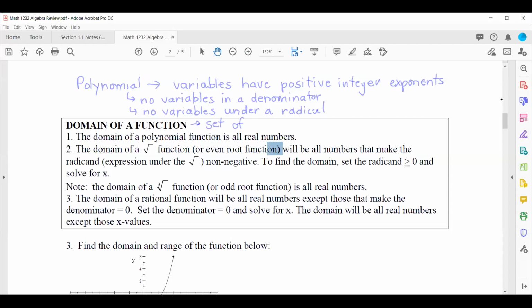All right, so domain, I have a little note here that got erased. That's the set of all the inputs, the x's. So for a polynomial, the domain is all real numbers. Let me also say the domain, these are the numbers that give defined outputs.